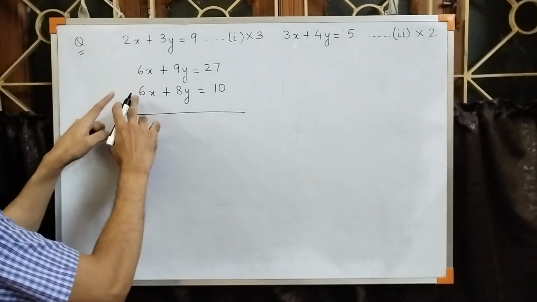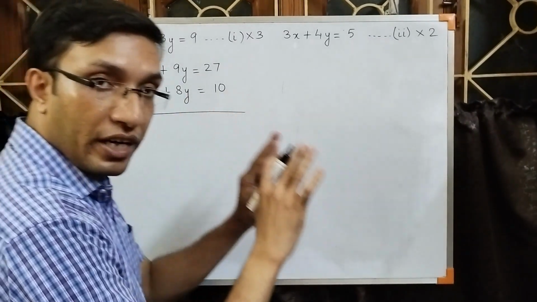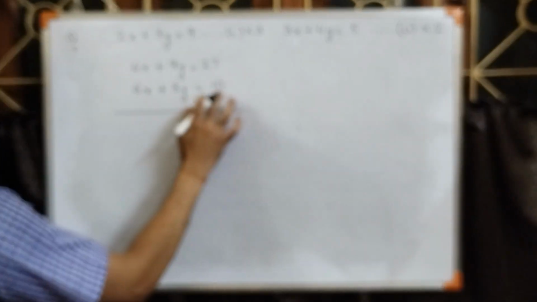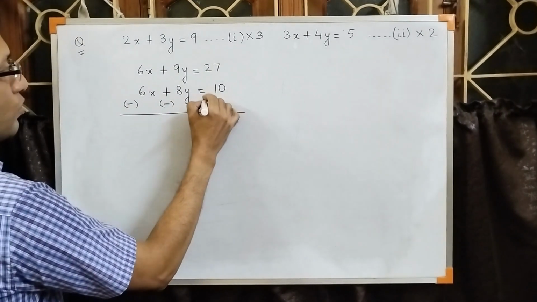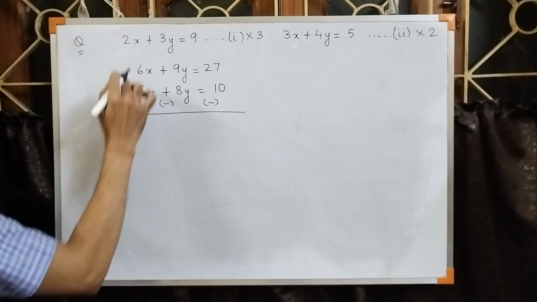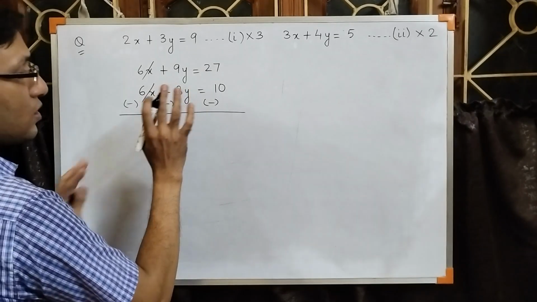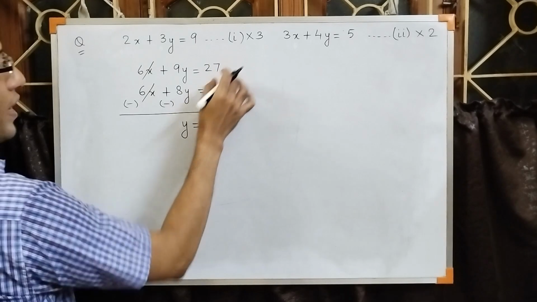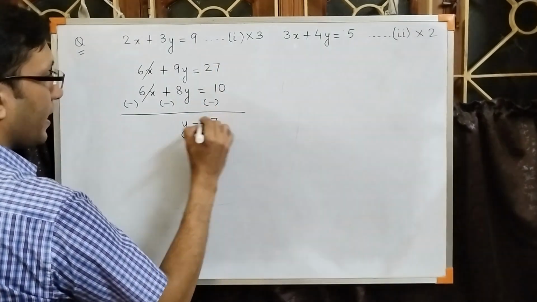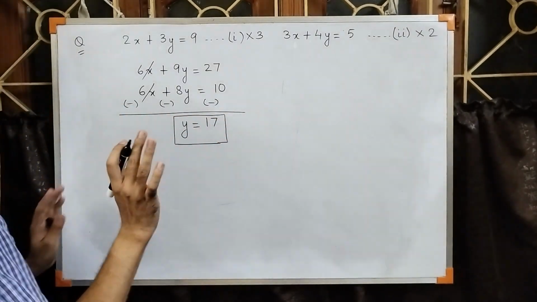So if we have to cancel, we have to subtract the second equation from the first. And if we subtract, I already told you in the previous sum that we have to change all these algebraic signs for the second equation. So this will turn into negative, this will turn into negative, and this will also turn into negative. Okay? So now plus 6x minus 6x cancels. 9y minus 8y, that is 1y. So 1y can just be written as y. And 27 minus 10, that is 17. So directly we find out the value of y without any further processing.